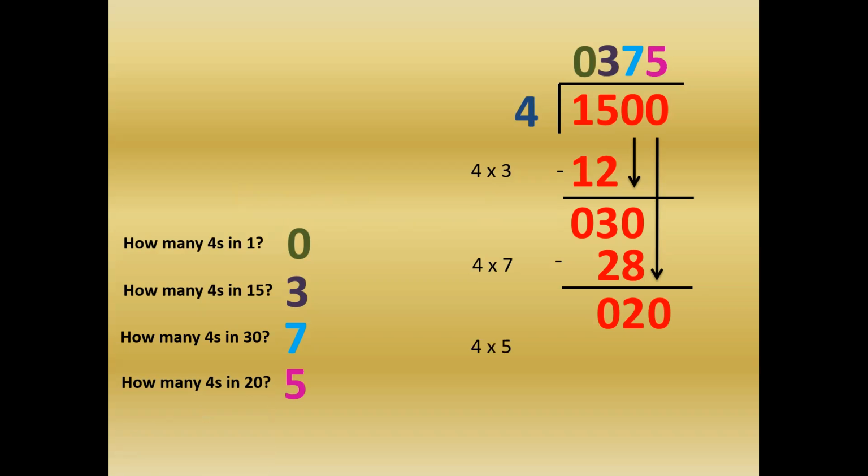So 4 times 5 is equal to 20. Then we have to subtract the 2, which is equal to 0. So that means there is no remainders. So 1,500 divided by 4 is equal to 375.